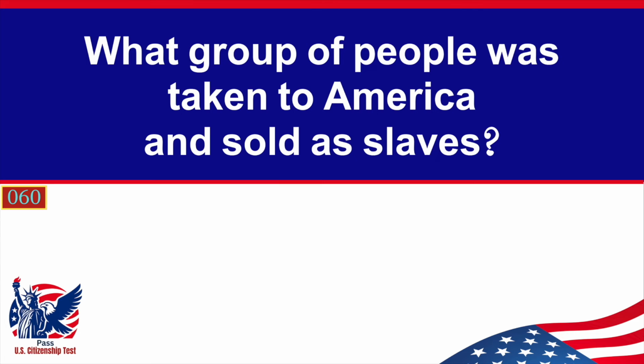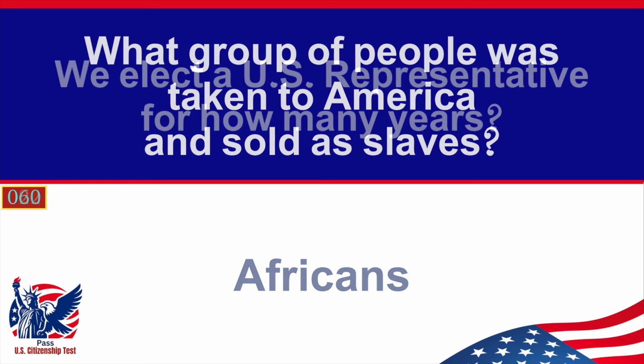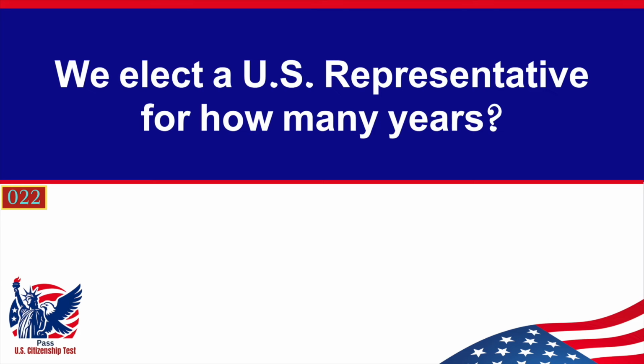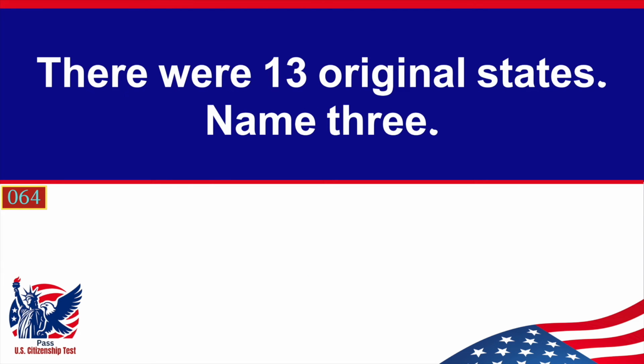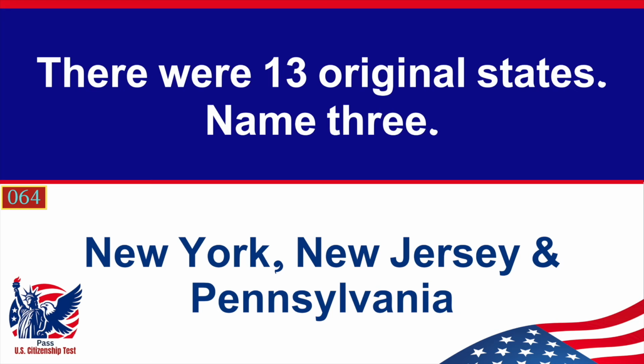What group of people was taken to America and sold as slaves? Africans. We elect a U.S. representative for how many years? Two. There were 13 original states. Name 3. New York, New Jersey, and Pennsylvania.